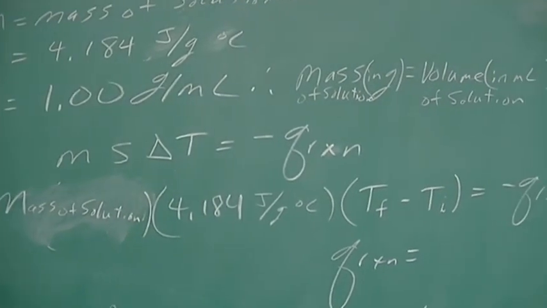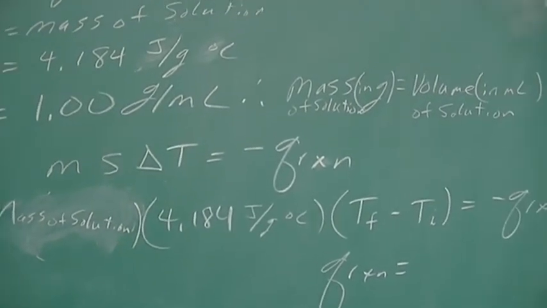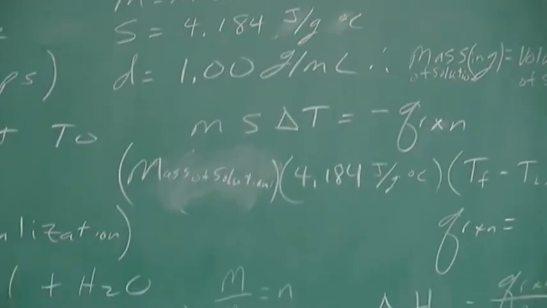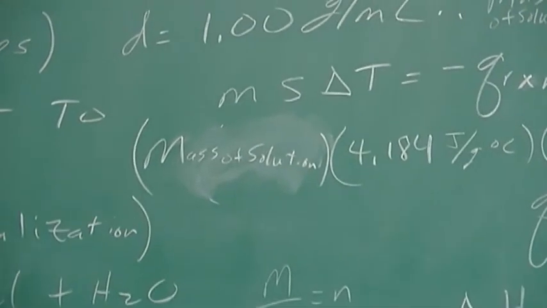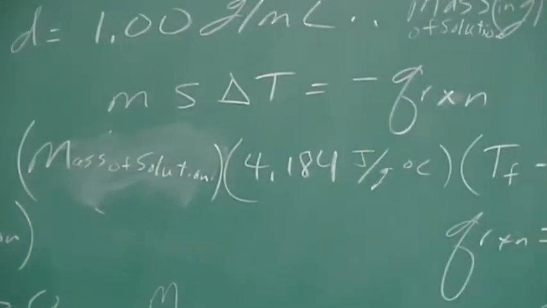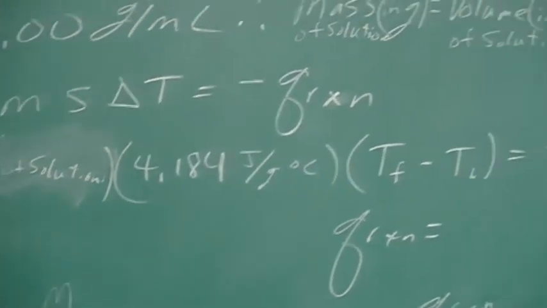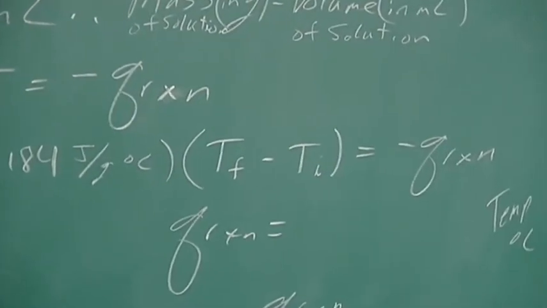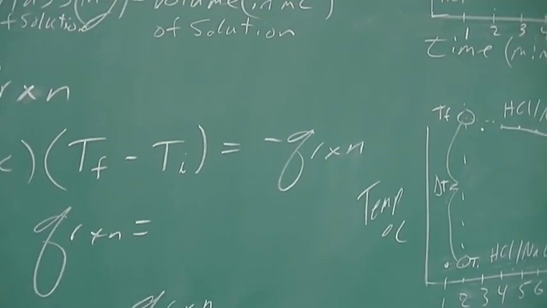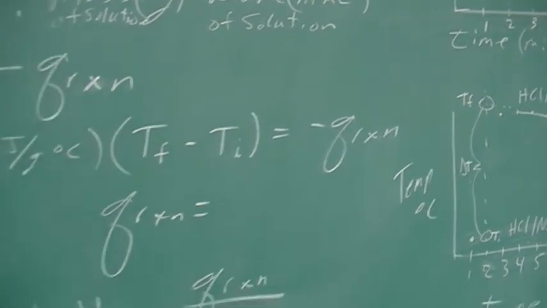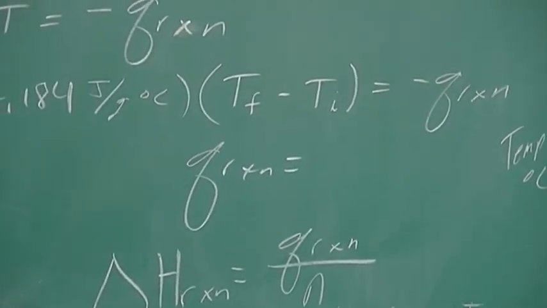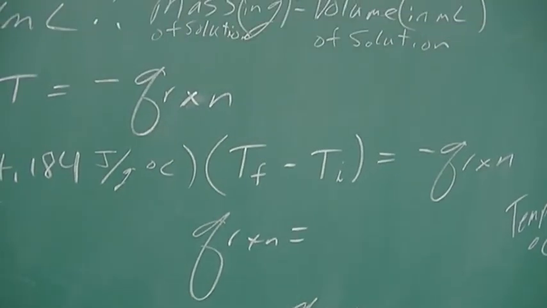So when you solve for Q of the reaction, it is going to give you the negative value of the ms delta T. Again, you put your mass of solution just by adding the 2 volumes, since the density is 1, multiply it by 4.184. You take your temperature final minus your temperature initial, and that is equal to negative your heat of reaction. And so your heat of reaction for both of these is going to be a negative value because for both of them the temperature increased.